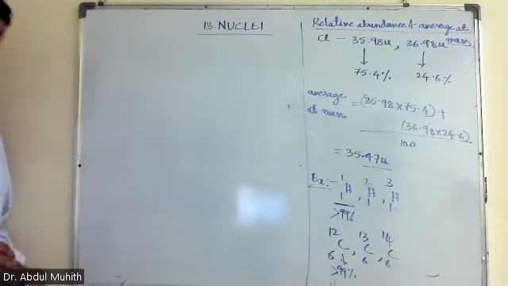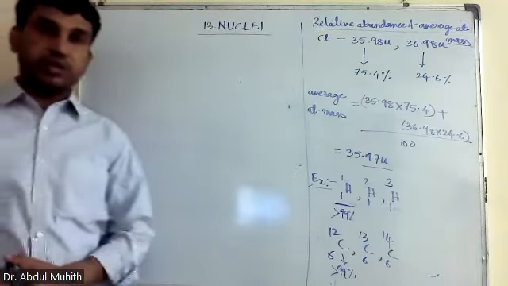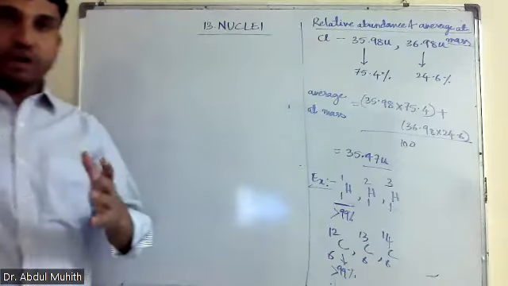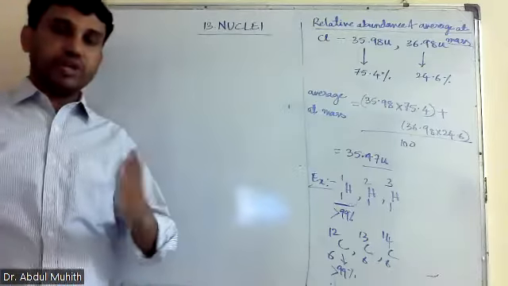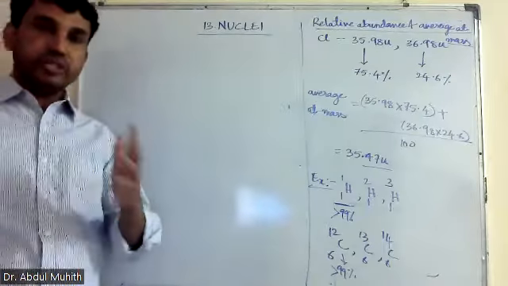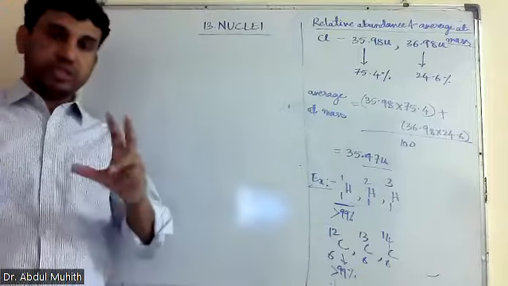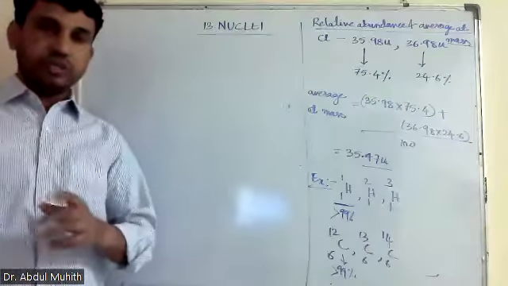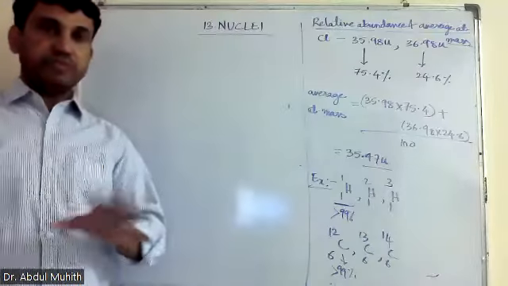So yesterday I sent the recording for the 3 derivations also. That is the radius of the nth orbit, the velocity of the electron in the nth orbit, and the energy of the nth orbit. These 3 derivations I recorded and sent to you yesterday. So that will complete the full chapter.